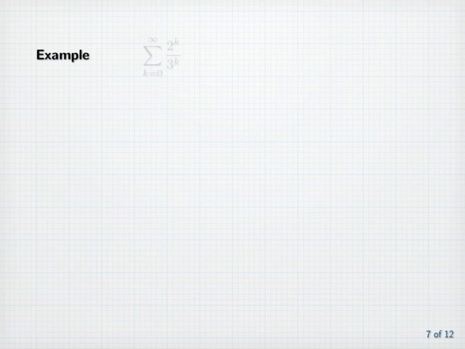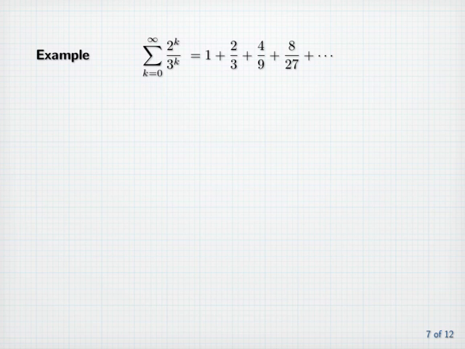Example: the sum from k equals 0 to infinity of 2^k over 3^k, which equals 1 + 2/3 + 4/9 + 8/27 and so on, is equal to the sum from k equals 0 to infinity of (2/3)^k. Therefore, our formula for the sum of a geometric series says that this equals 1 over (1 - 2/3), or 1 over 1/3, which equals 3.